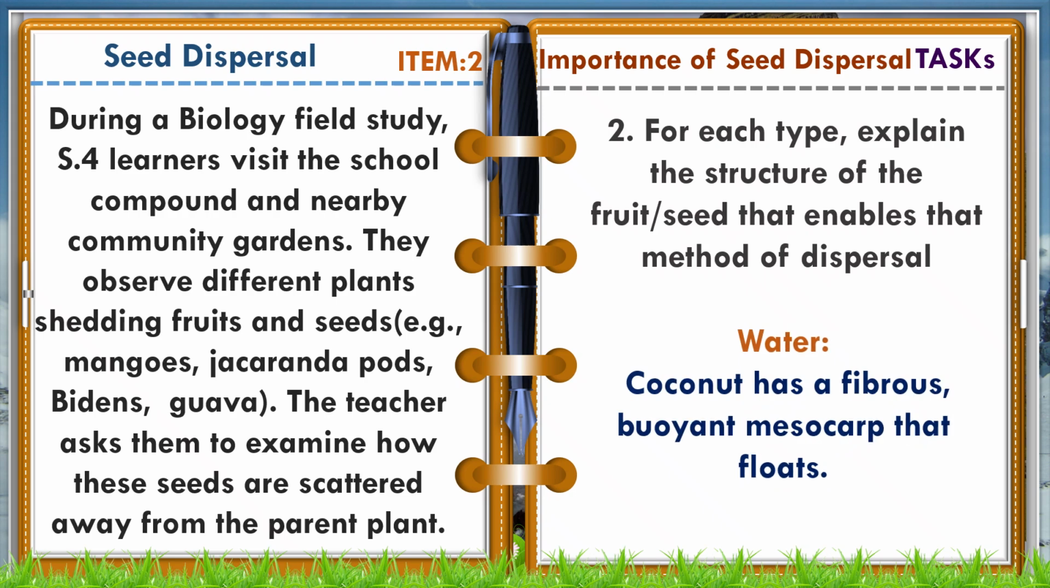Then we have water dispersal. Under water dispersal, we have the coconut. It has a fibrous, buoyant mesocarp that floats on water.